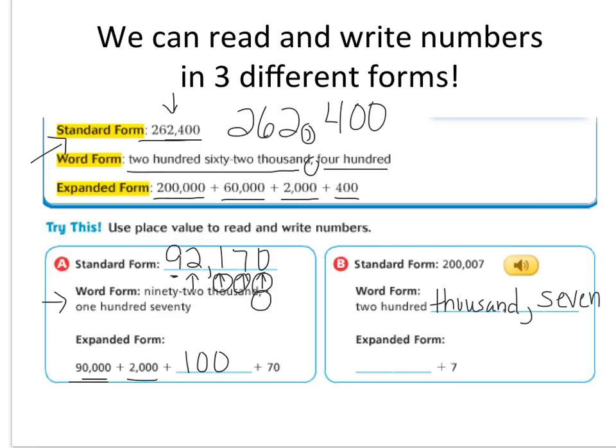Now, you've written it in standard form, you've written it in word form, and that third form is expanded form. So let's go ahead and try that. I see that they've already given me the 7, so what do I still need to add? Oh yeah, the 200,000.